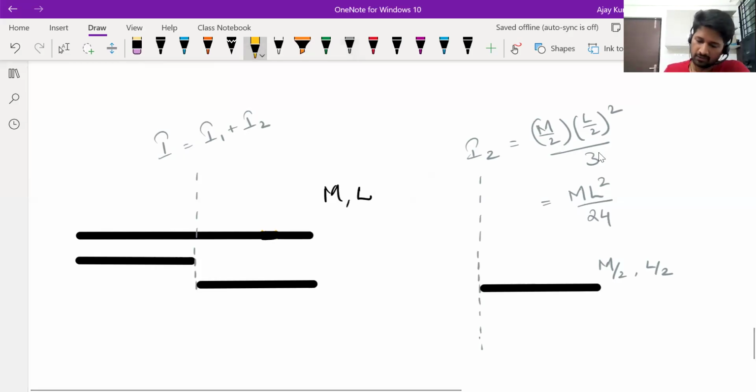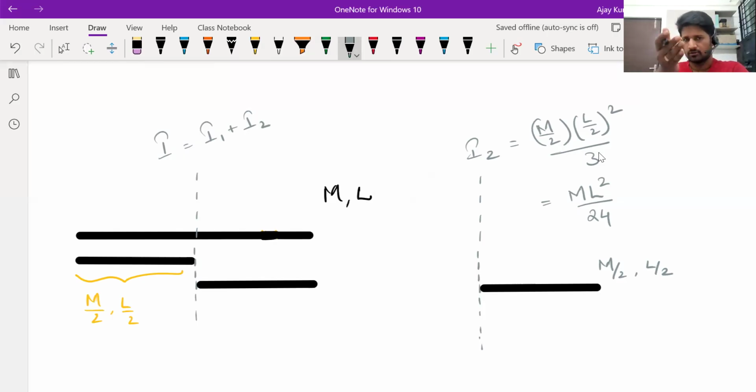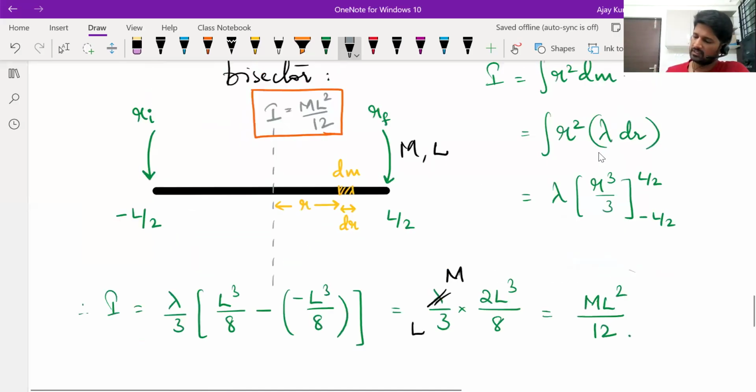For the left half of the rod also it will be the same, no? Because this half also has a mass M by 2 and a length L by 2. The axis is still perpendicular to the rod passing through one end. So that left half also will contribute ML square by 24. Right half ML square by 24, left half ML square by 24. Therefore, total moment of inertia is 2 times ML square by 24. That is ML square by 12. And that is what we derived using integration also.